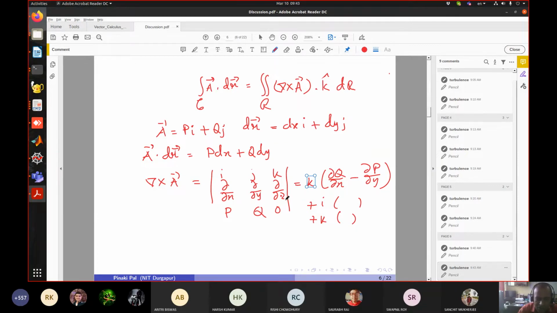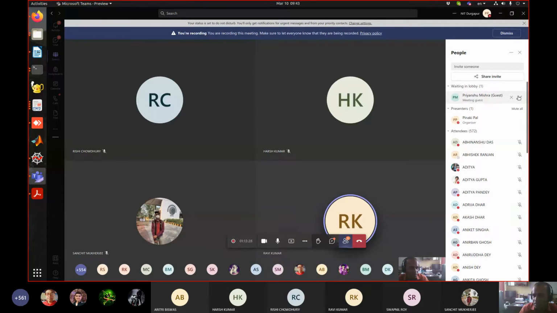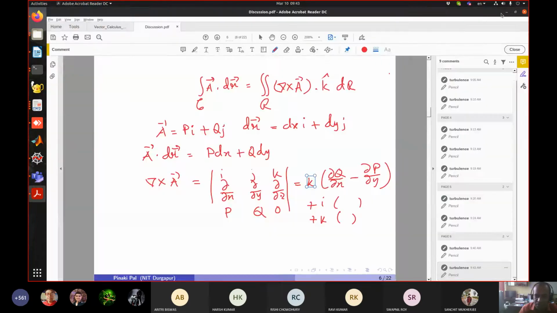There will be something: del Q by del x minus del P by del y, and minus del Q by del z, you will get. So therefore we will take the k-th component, and we will get the equivalence with the Cartesian form.